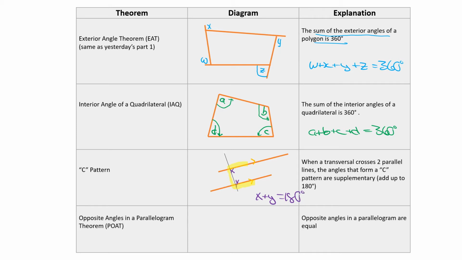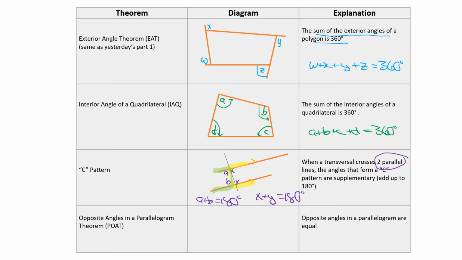But there's another C here. Can you see the other C? Let me get a different highlighter. Here's a backwards C right here. I had two different letters on this side. Let's call them A and B. This one's A and this one's B. Then we can also say A plus B equals 180 degrees, as long as your C is built by parallel lines. That's the C pattern.